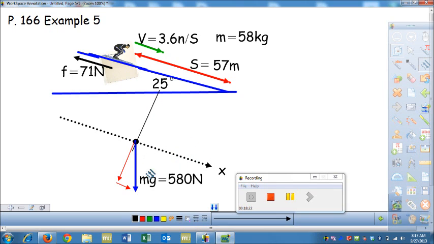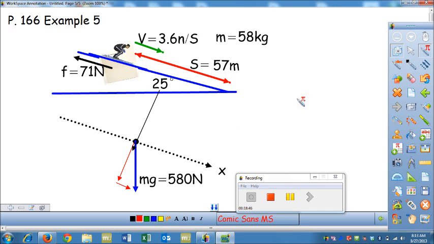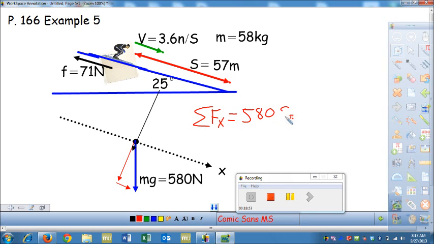Okay? So the component of the force that is opposing the friction and pushing the skier downhill is going to be 580 sine 25, because this is the opposite. When you have the opposite, you use the sine. When you have the adjacent, you use the cosine. So I'll call it our sum of the forces in the x direction, which is going to be 580 sine 25 minus 71.